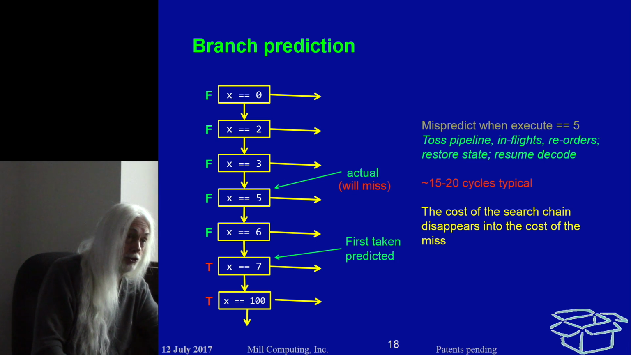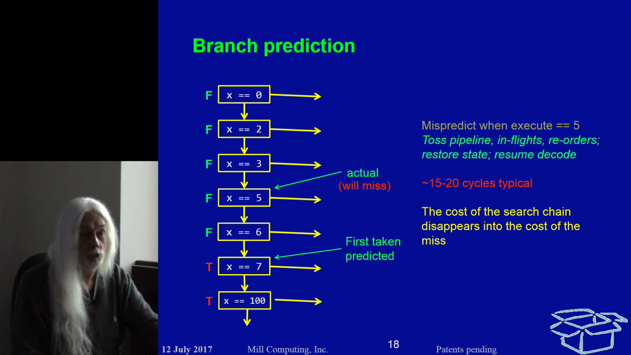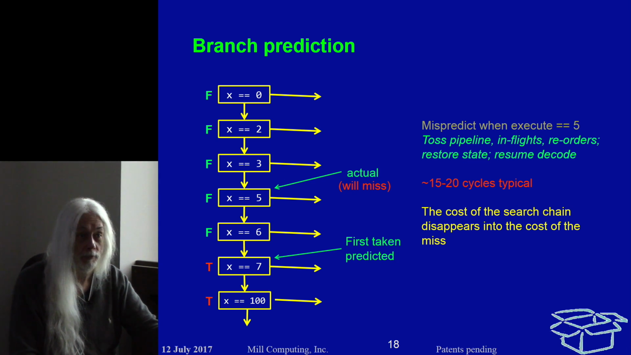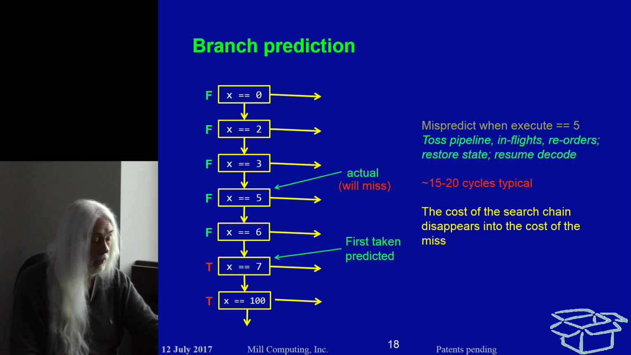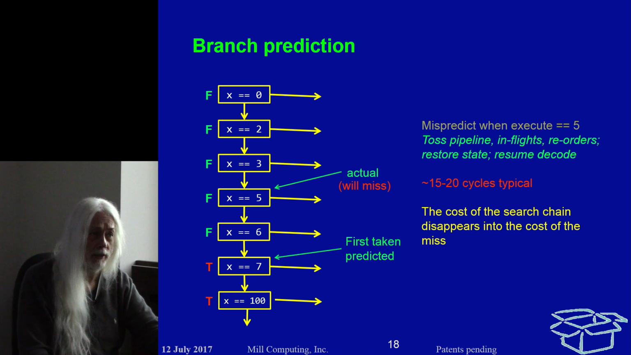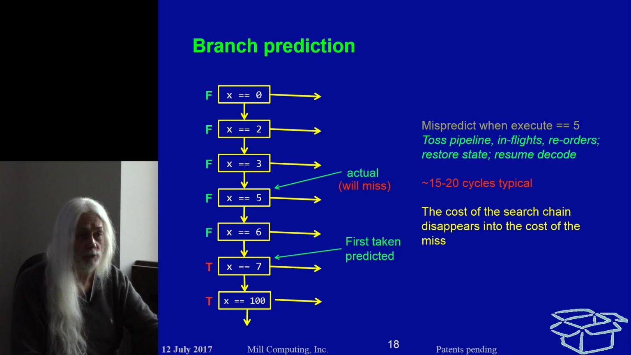The cost of that search chain, in contrast, is at most 1 cycle per test. Actually, you can do better than that in hardware. So the cost of chaining down it is cheap compared to the miss.